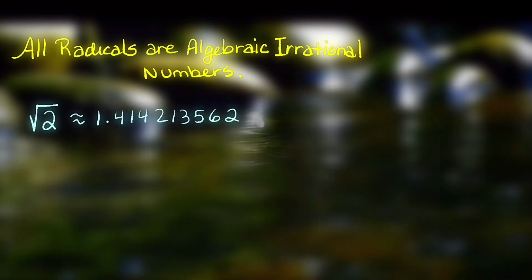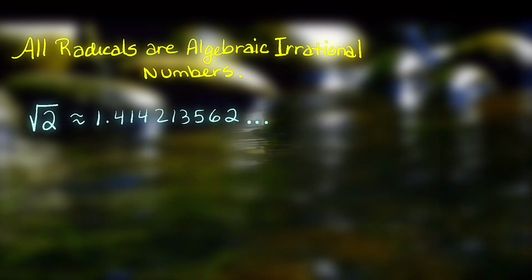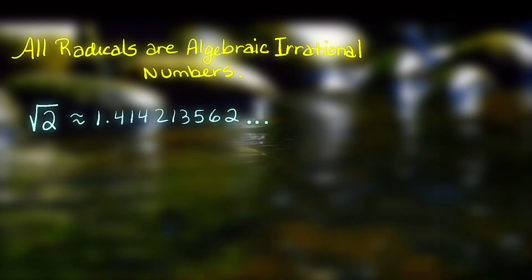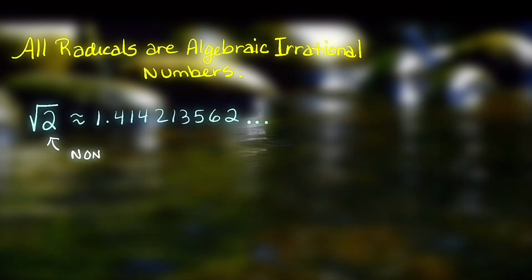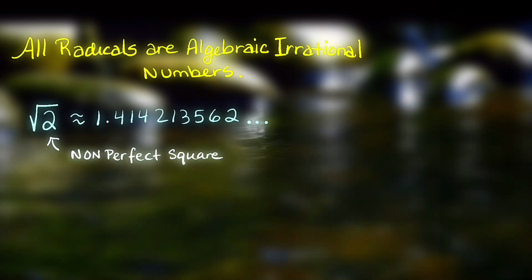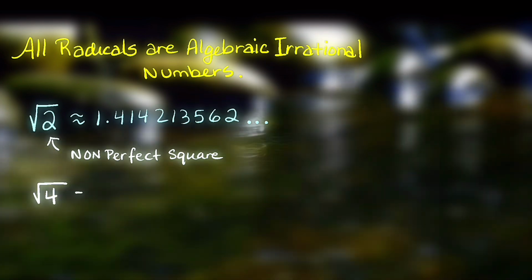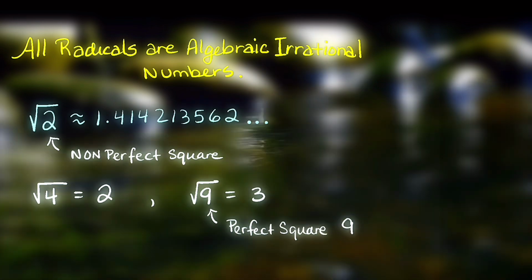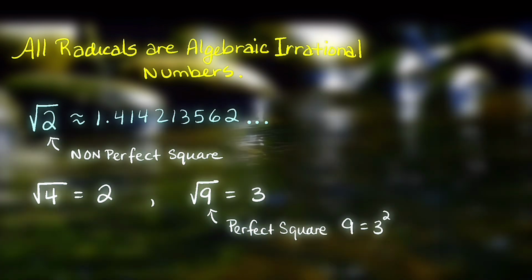Now, all radicals are algebraic irrational numbers. They'll be the focus of what we talk about today. The square root of 2, which is approximately this irrational number given as a decimal, can be proven to be irrational. That is, not the ratio of two integers. And since 2 is a non-perfect square, its square root is not an integer or whole number.